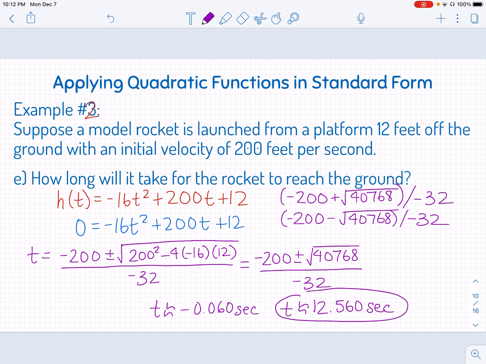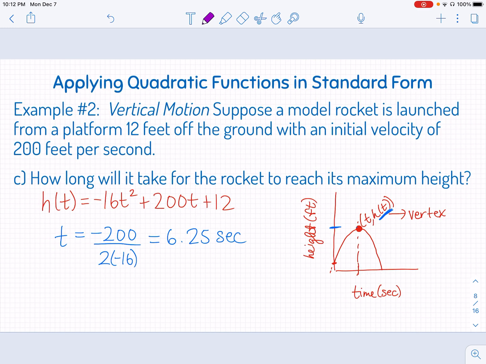Now, this is the logical answer. And let's think about that first answer. First of all, negative time doesn't seem logical. Let's talk about where it comes from. If you go back to that picture, that negative answer is over here, and that positive answer is over there.